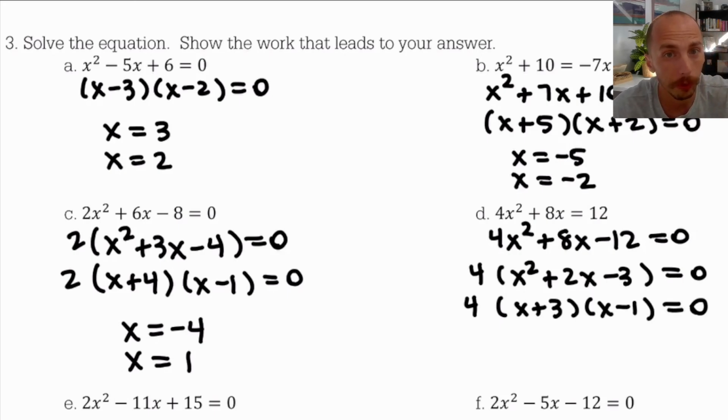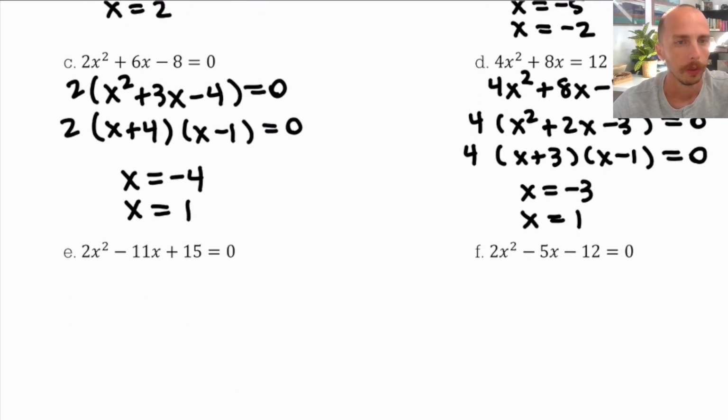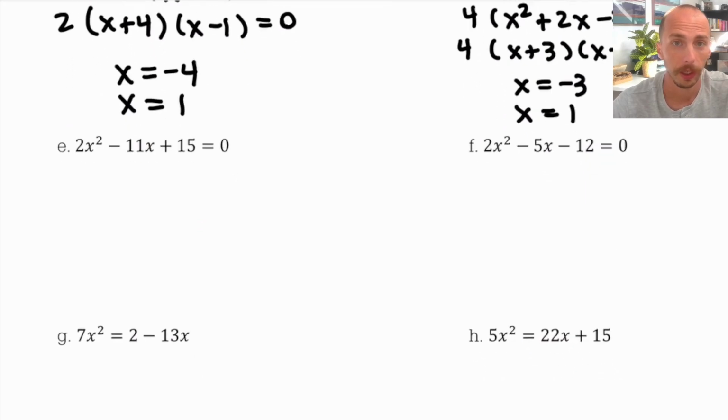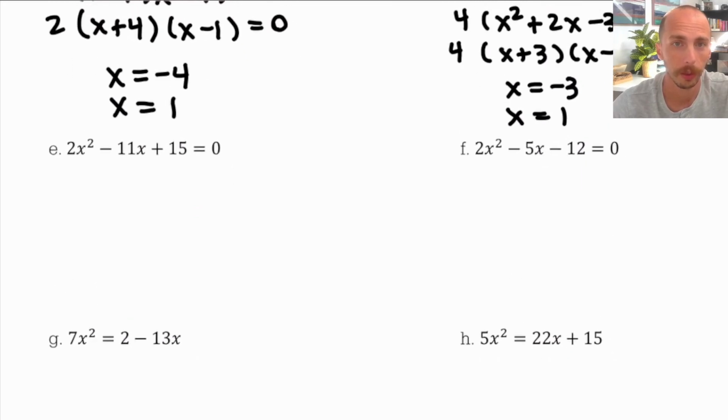So either 4 equals 0, which it doesn't, or x plus 3 equals 0, or x minus 1 equals 0. That would be where x was equal to 1. All right, E, F, G, H. This one just keeps going, doesn't it? Okay.